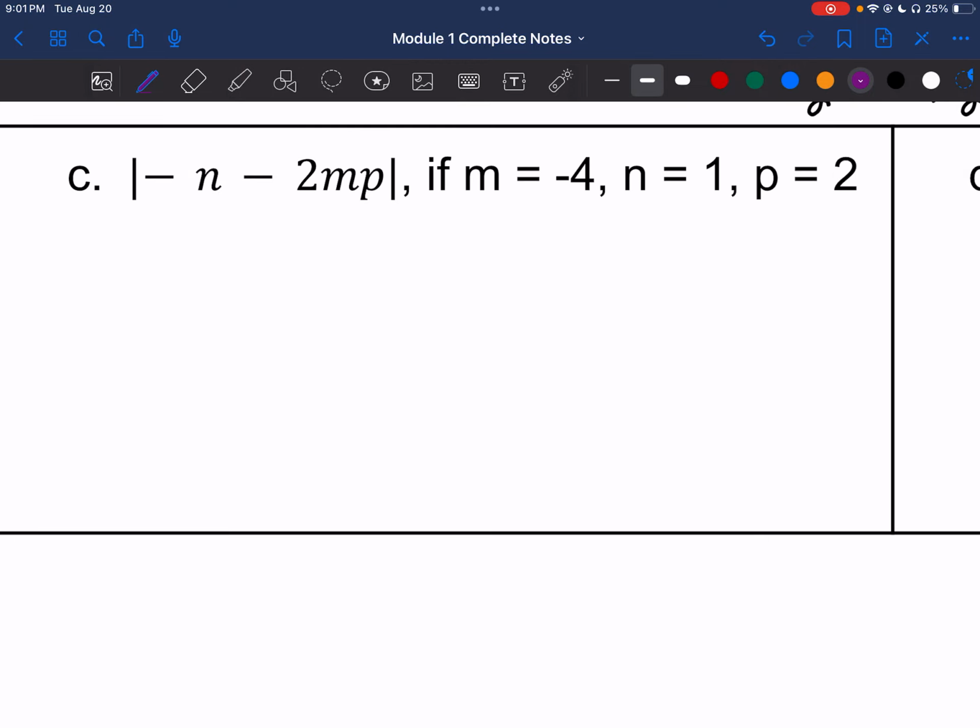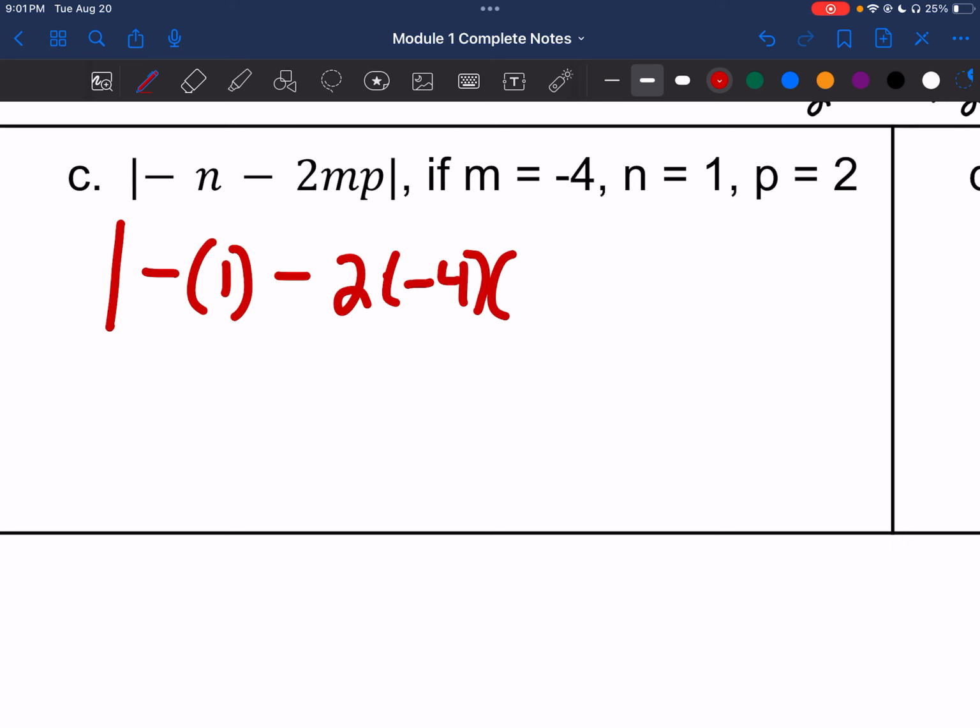Letter C. We are going to start by substituting in negative 4 for M, 1 for N, and 2 for P. So we have a negative, our N is 1, minus 2 times M, which is negative 4, and P is positive 2.